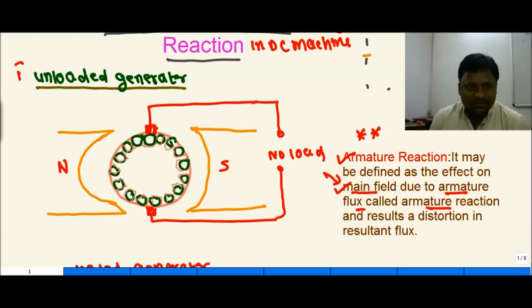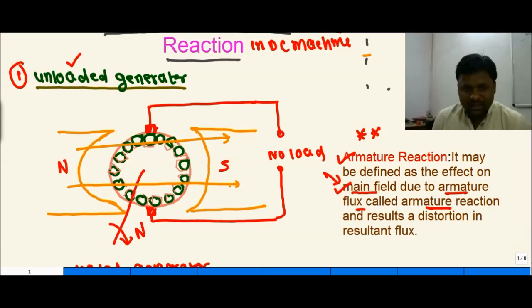To understand this definition, we are making this concept into two to three different cases. In the first case, we are considering an unloaded generator. That means there is no load connected at the external periphery, and this rotor is rotated by an external prime mover. Since there is a constant magnetic field from north to south like this, and the rotor is rotating, the conductors under the influence of north and the conductors under the influence of south will experience induced EMF, in this fashion.